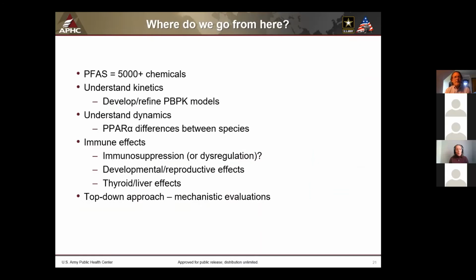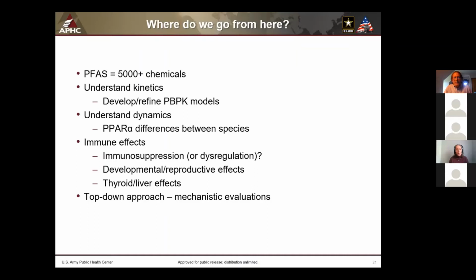So where do we go from here? As I mentioned, the list keeps growing. Last I heard it was 5,000 plus chemicals. It may be up to 8,000. I don't know. It's hard to keep track. I think it'll help us a lot if we are able to refine physiologically based pharmacokinetic modeling, because kinetics is incredibly important with these molecules if we're going to understand how much is too much. I think PPAR alpha is a good place to start in terms of where adverse effects start happening and why.